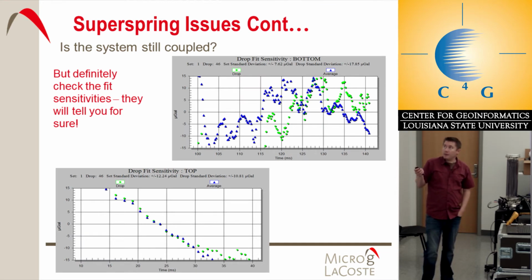These are those drop fit sensitivities. So this is the top of the drop as you're starting at roughly 0 milliseconds and the first little chunk of it, and then the bottom chunk of the drop. Again, this could be system still coupled, but if they look like this, which is just garbage, normally it's a flat line at not even plus minus 1 microgal. That will tell you something pretty quickly.